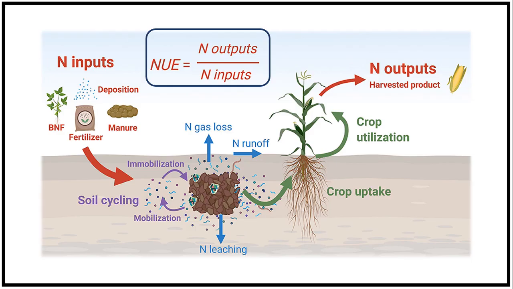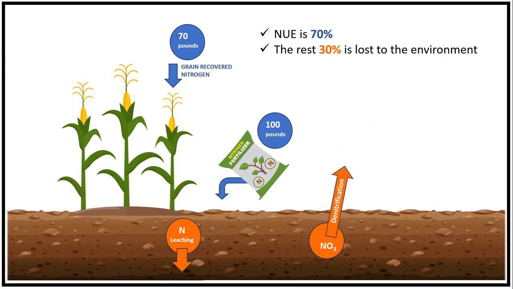Nitrogen use efficiency is calculated using the ratio of nitrogen output to nitrogen input. This provides a useful tool to measure the amount of nitrogen taken up by the crop compared to the amount applied to the crop. To provide a simplified example of nitrogen use efficiency measurement, if 100 pounds of nitrogen fertilizer are available to be applied to a crop, and this amount is applied all at once before planting, while 70 pounds are recovered by the crop during the growing season, then the agronomic nitrogen use efficiency is 70%. This means that 30 pounds or 30% of the nitrogen was lost to the environment through denitrification and leaching.